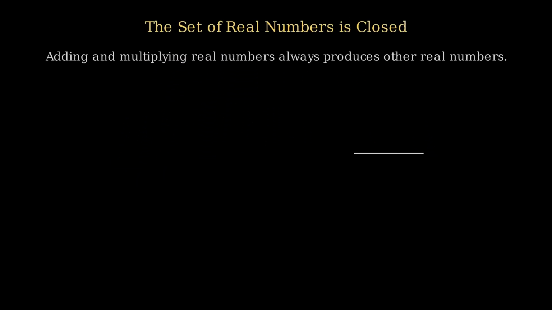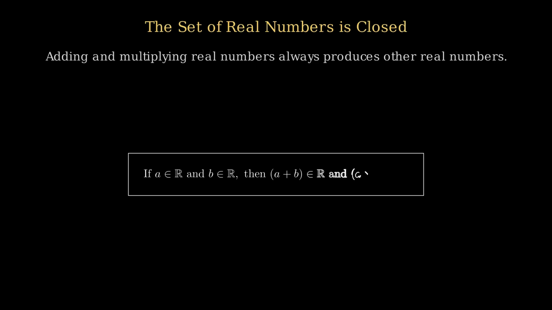The set of real numbers, R, is closed under both addition and multiplication. Adding and multiplying real numbers always produces other real numbers. Mathematically, if A and B belong to the real numbers, then A plus B and A times B must also belong to the real numbers.